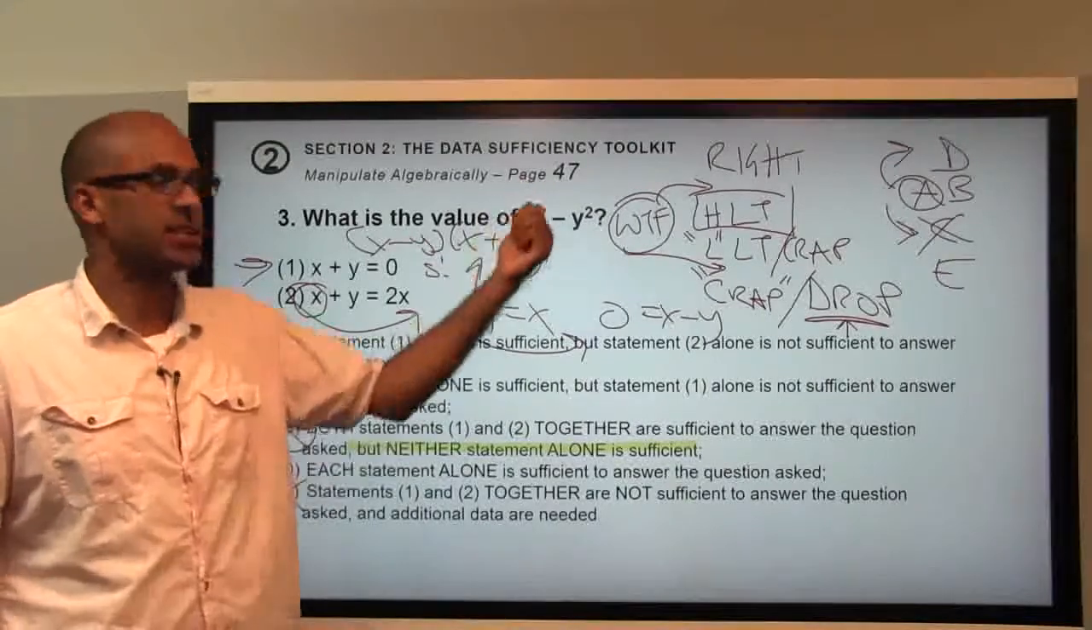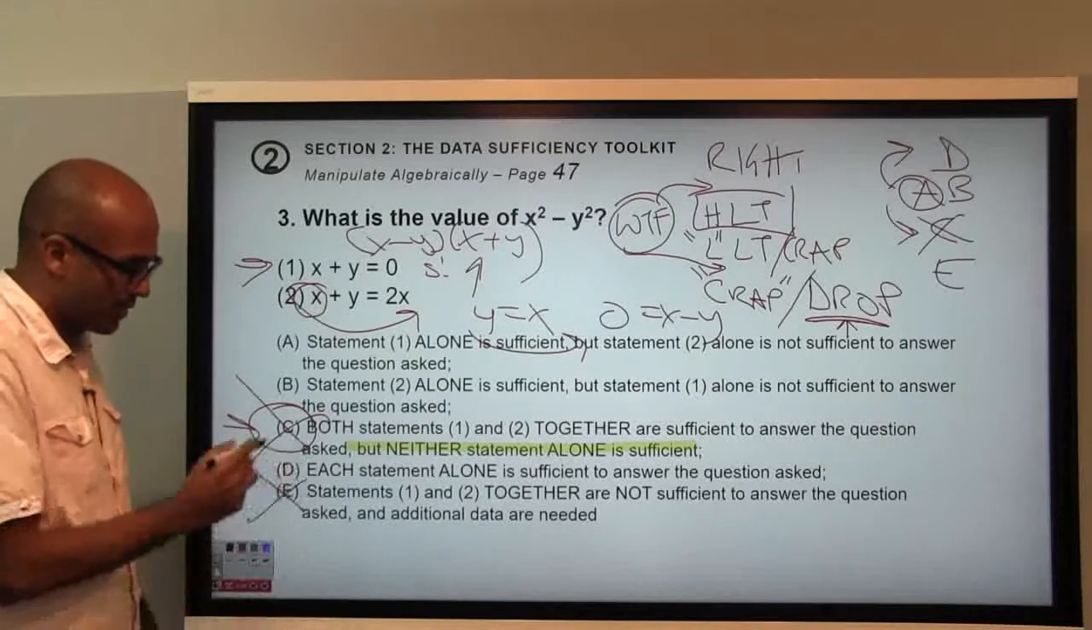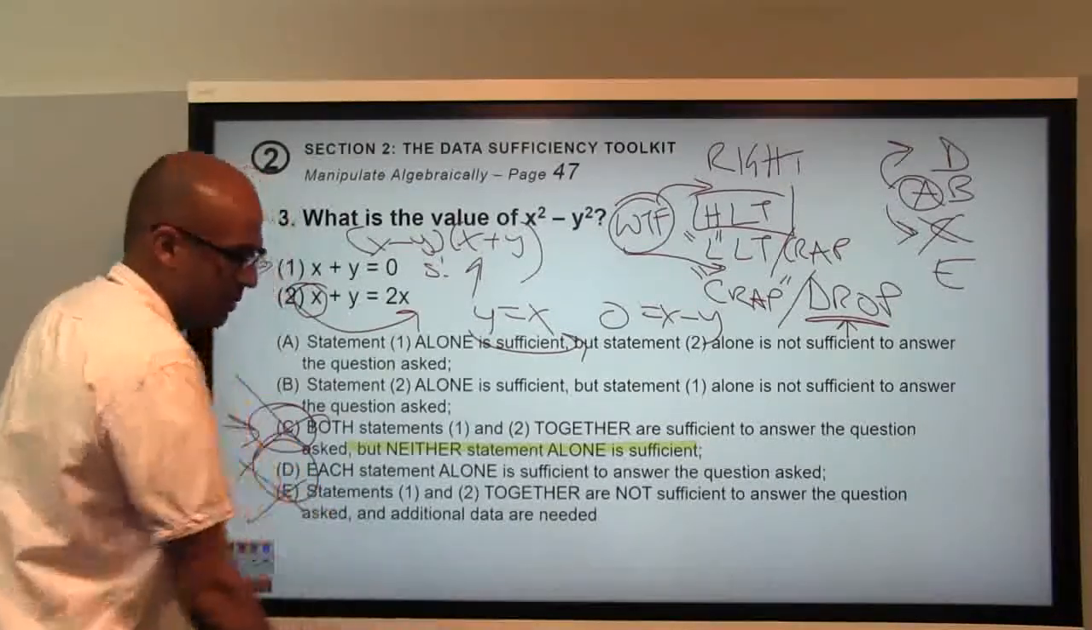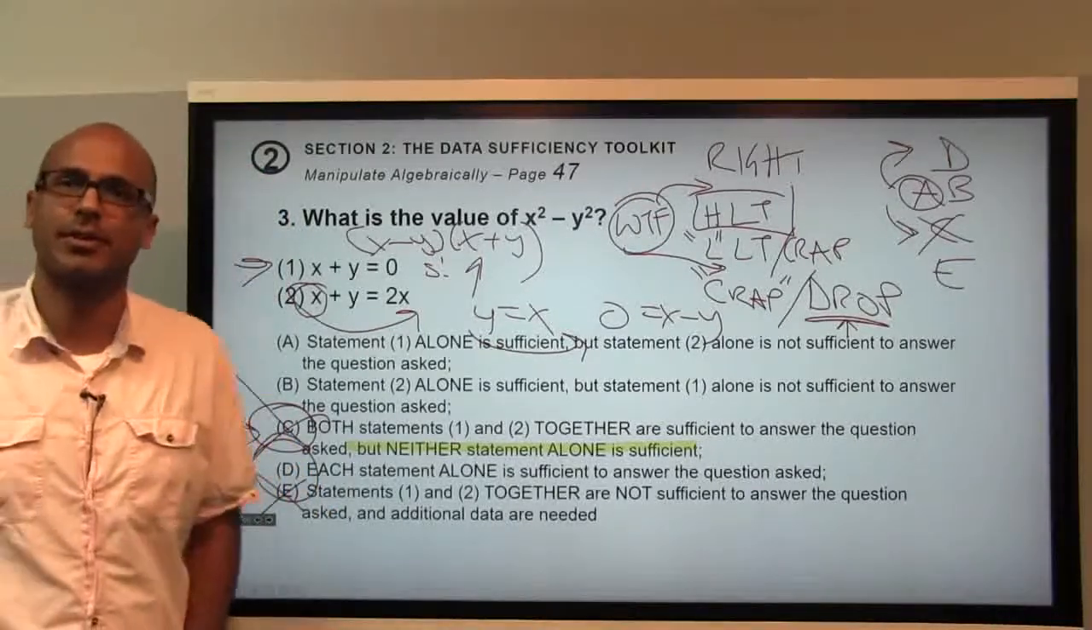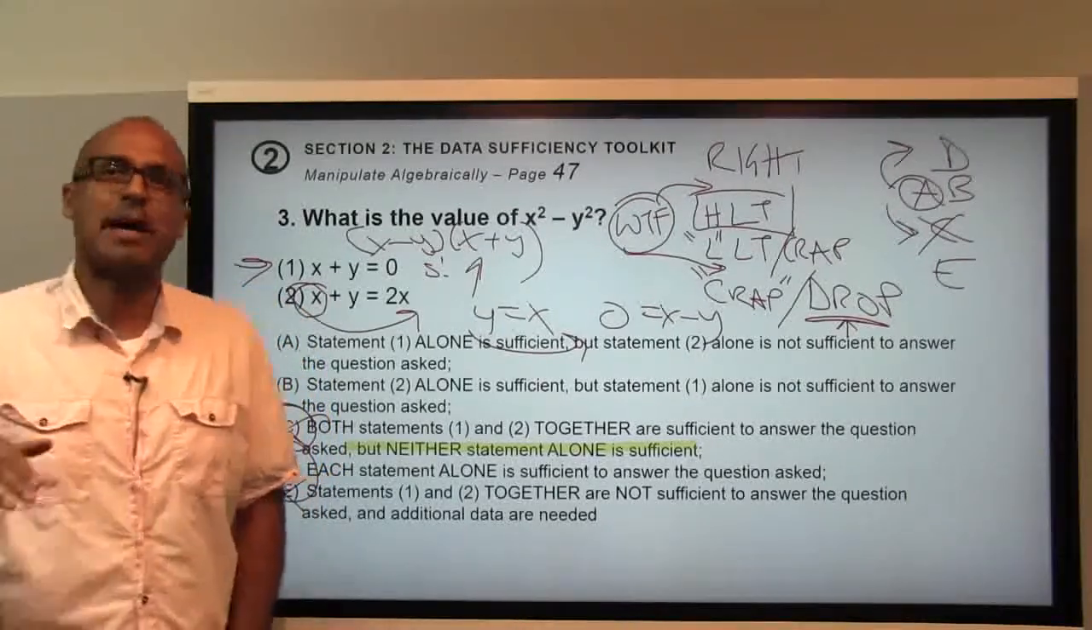After all, if I have the same thing squared minus the same thing squared, that's obviously going to zero out. So yeah, you better believe choice D becomes now my new final answer. So look at the poll for a second, because here's the best part.